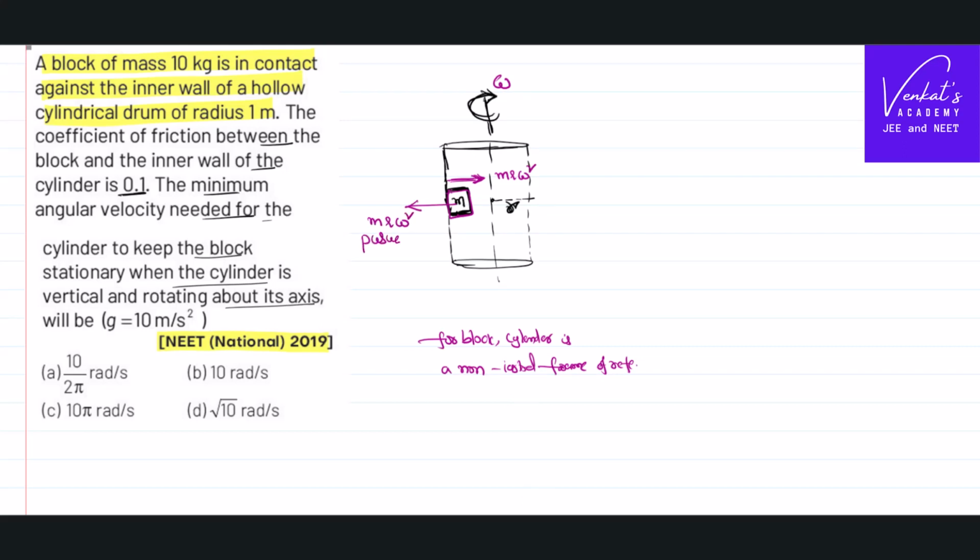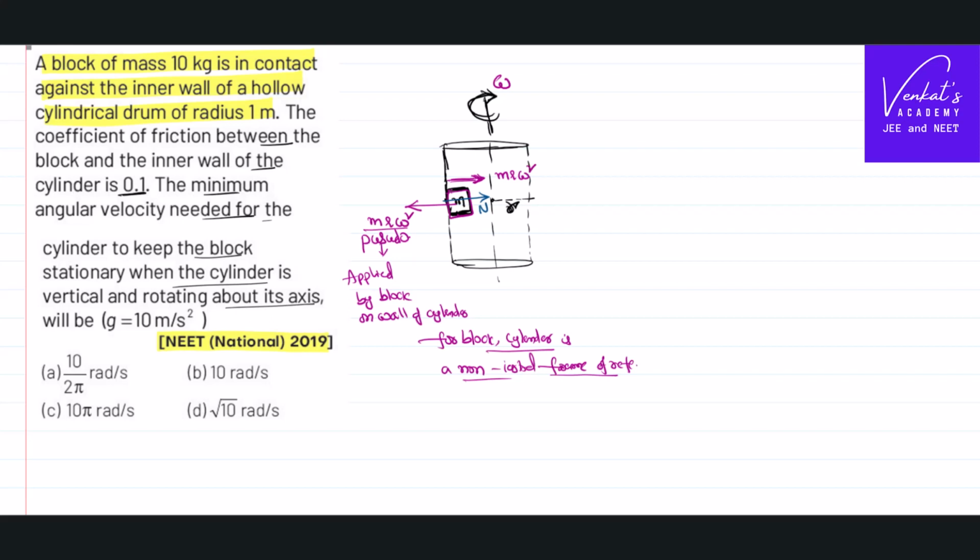This is pseudo. This is not actually there. We have imagined it on the block because the block is in a frame of reference which is having that force. So it is a non-inertial frame. To apply Newton's laws of motion, we shall apply the pseudo force concept. So what is this m r omega square? This is applied by the block on the wall of the cylinder. That's an action. The wall thus applies a reaction, which is called normal reaction, of the same magnitude but opposite direction.